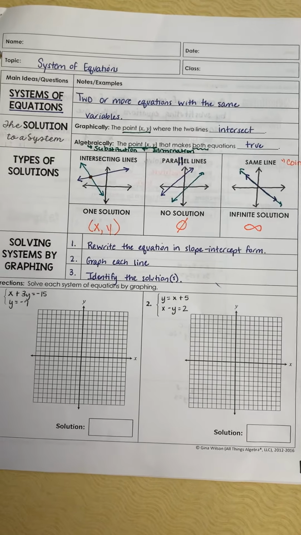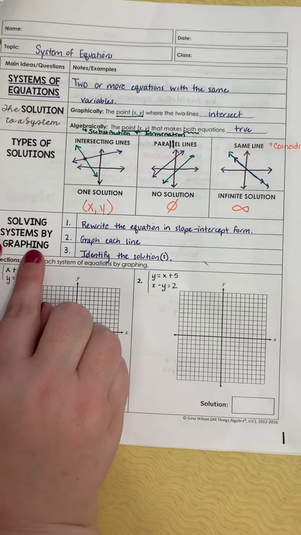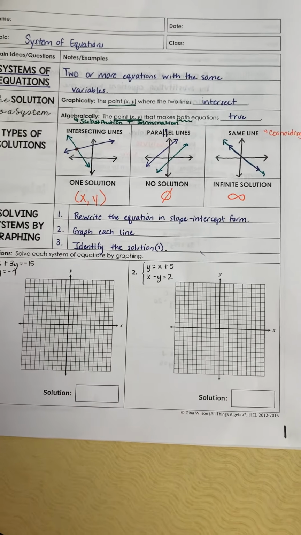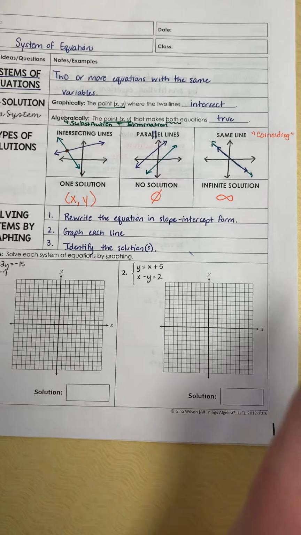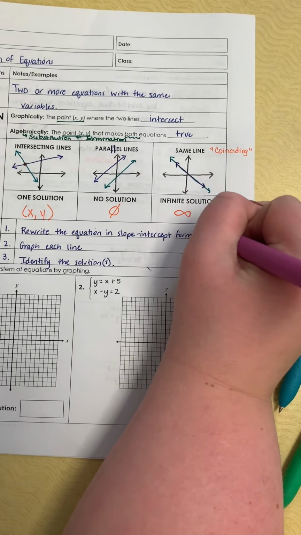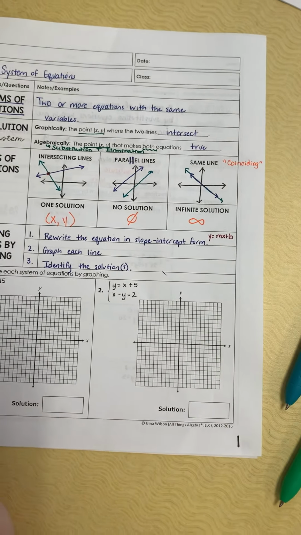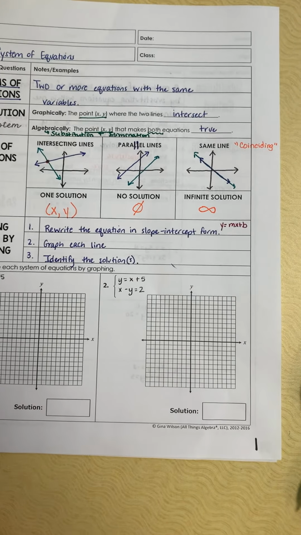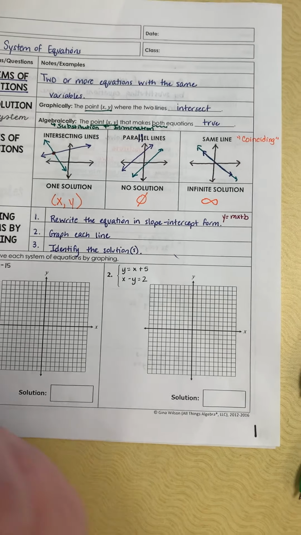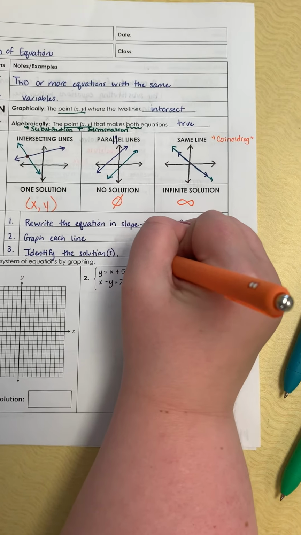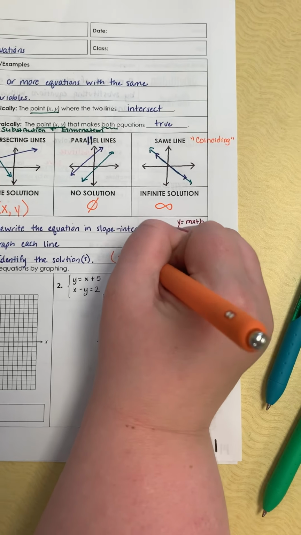Okay, so solving systems by graphing, which is the easiest way. That's why if you've got a piece of graph paper, it might be the best way to go. You would rewrite the equation in slope-intercept form. Remember, that's y equals mx plus b. That's the form y'all like because it's the easiest to graph. All right, you're going to graph each line, and then you're going to identify the solution or solutions, which means you must write it as an ordered pair.